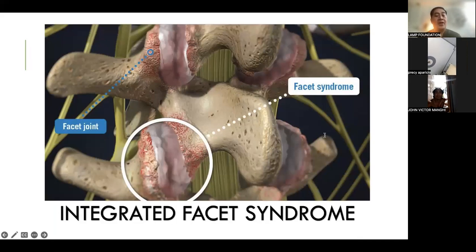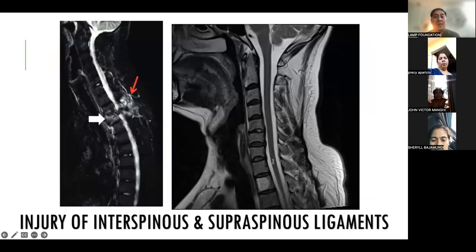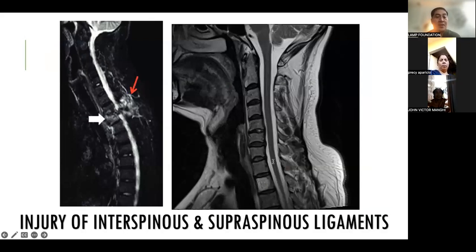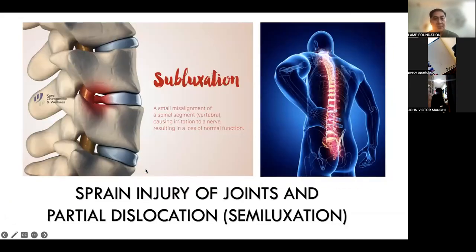Another cause would be integrated facet syndrome, which is often due to injury and subluxation of facet joints during exercise or weight-bearing activity. So when you do workouts, you need to be very careful. Injury of interspinous and supraspinous ligaments occurs with twisting motions or sudden changes of posture. Another cause would be integrated lumbar transverse process syndrome, which is usually caused by tension or muscle spasm at the waist and back due to labor or attack of wind cold.